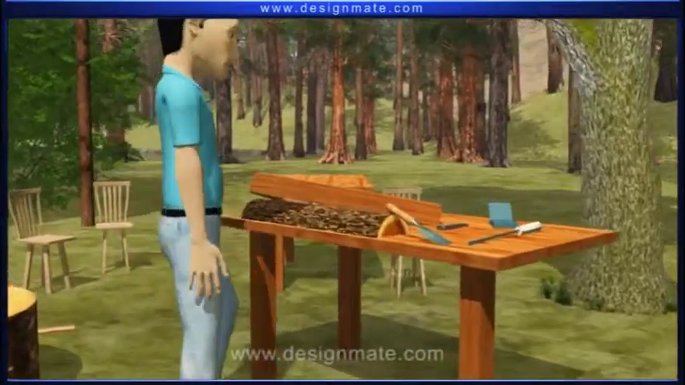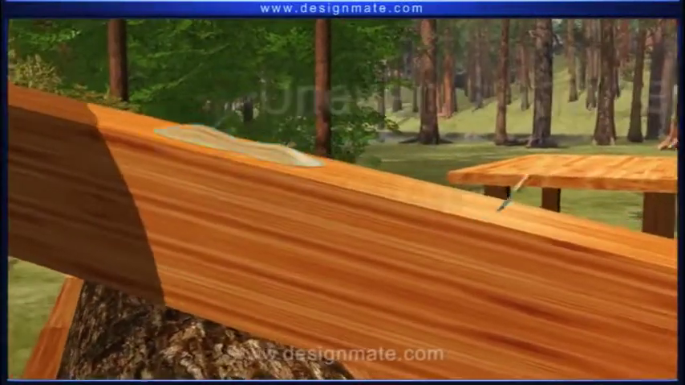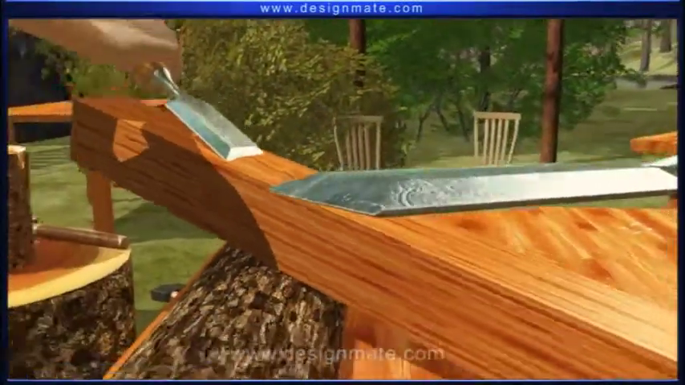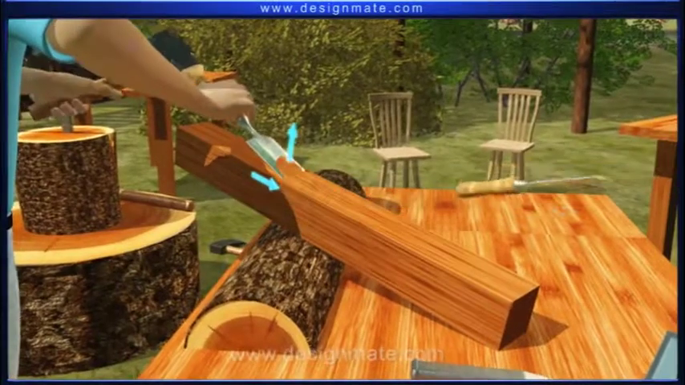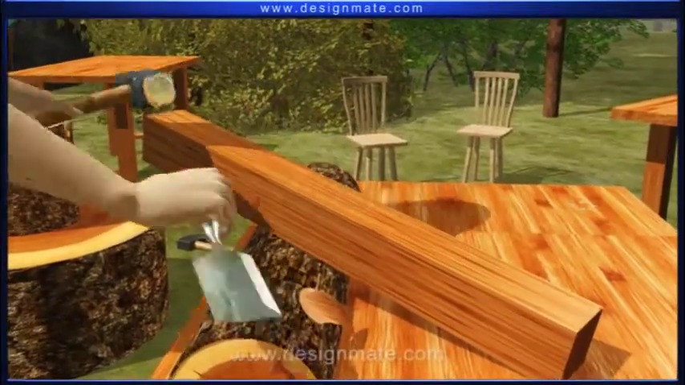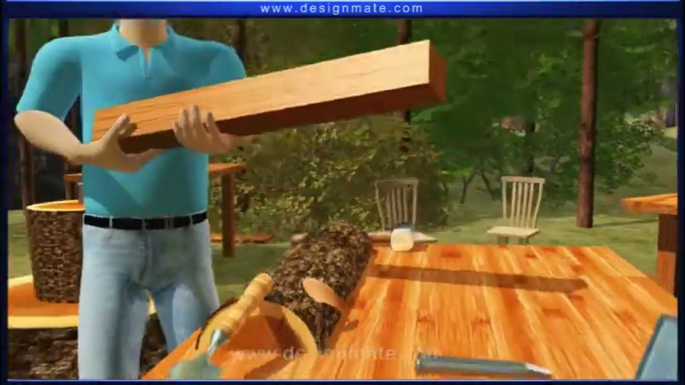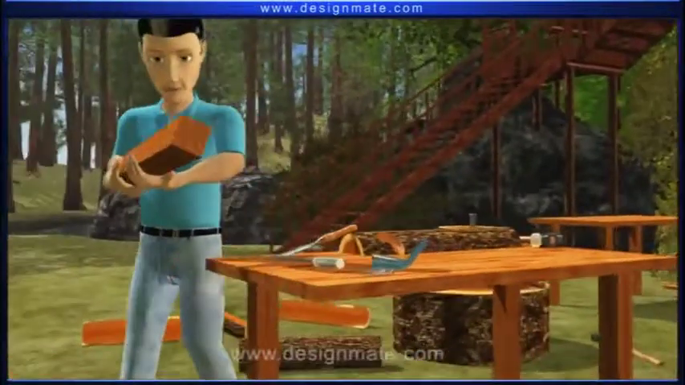Having cut the log, he needs to scrape off some of the uneven surface with a chisel. A chisel is also a type of wedge. It uses a forward driving force and turns it into a sideways force. The plank is now ready, and so are the legs of the table.